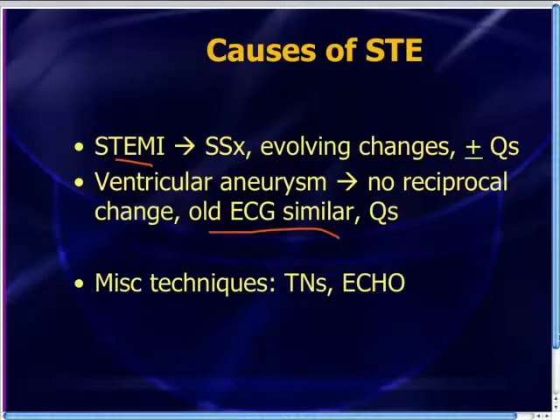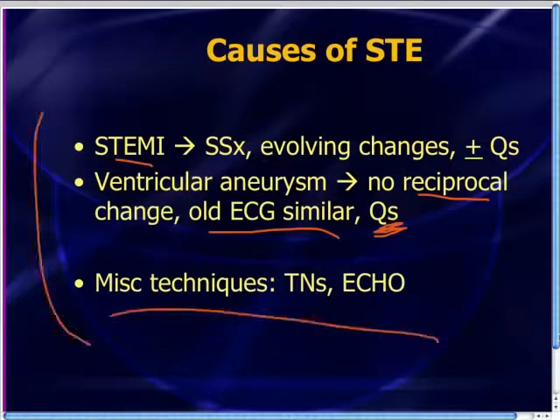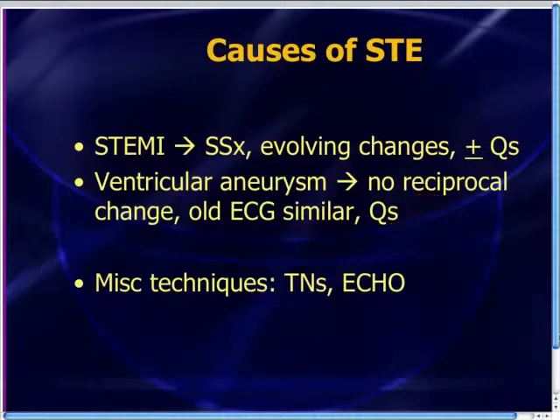And of course, hopefully to call it an aneurysm, you're going to see big Q waves and definitely no reciprocal changes. If you don't come up with an answer, even with all of these clues, then you're left with some other miscellaneous techniques. Get serial troponins, get an echo, call cardiology. Sometimes they might even be willing to take these patients to the cath lab. All right. So there's some very nice clues there.